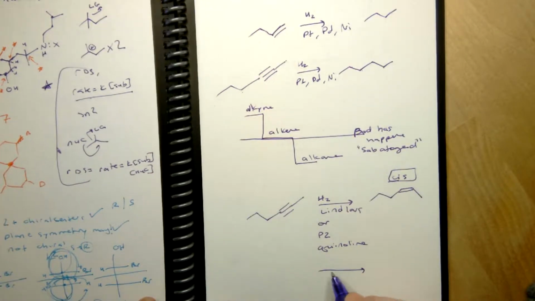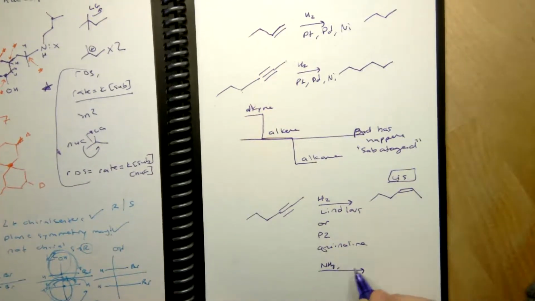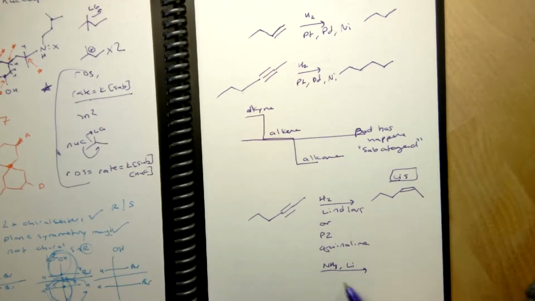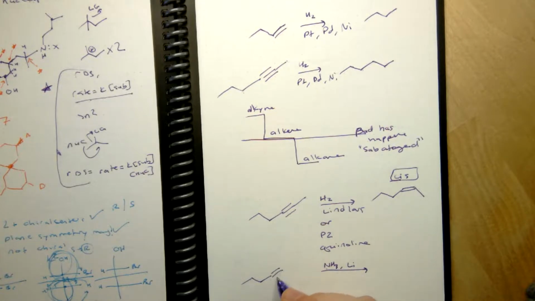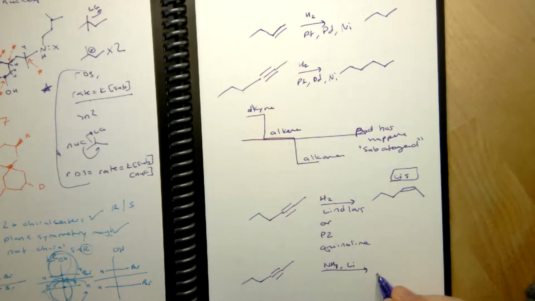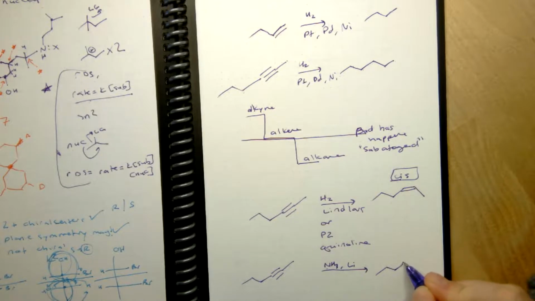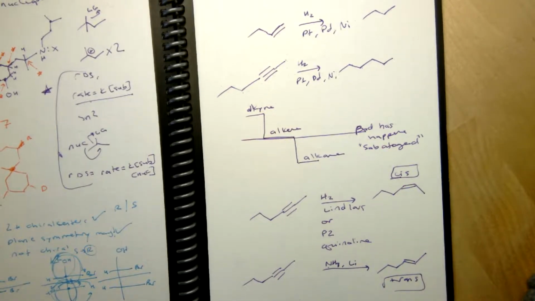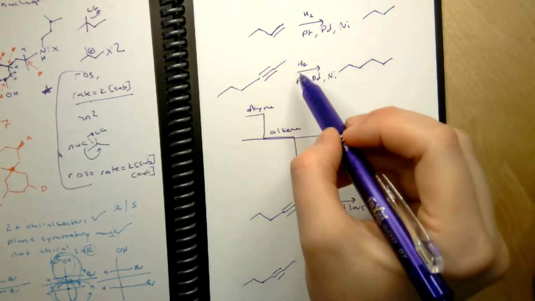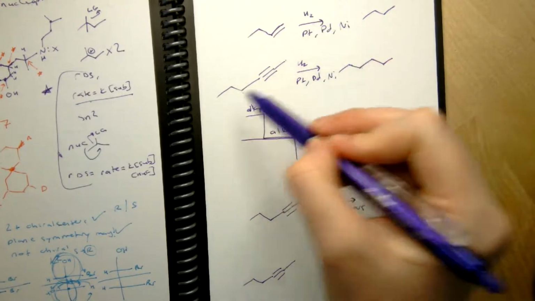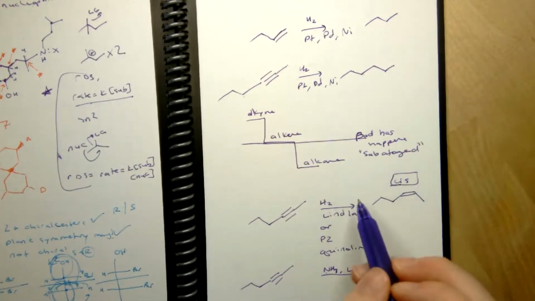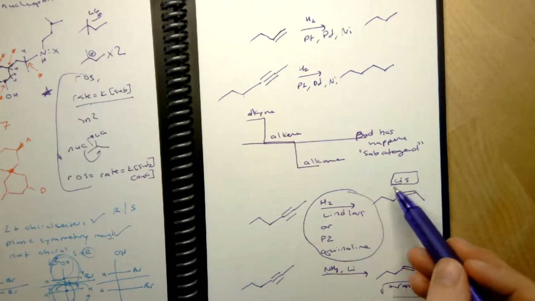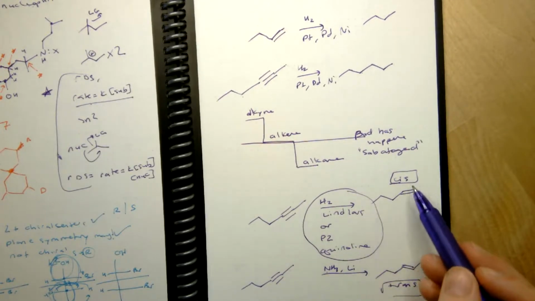If you have a dissolving metal reduction, which I think is just NH3 and lithium, so literally the ammonia dissolves the metal, it will also stop at the alkene like a poison catalyst, but this is the only way you can get a trans double bond. So just be on the lookout for these. Plain metal catalysts will go all the way to alkane, but if it's been tampered with, if it's H2 and something else, it'll stop at cis.